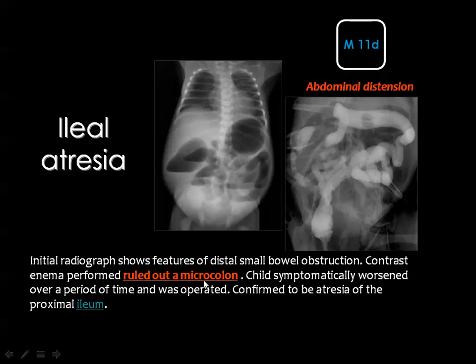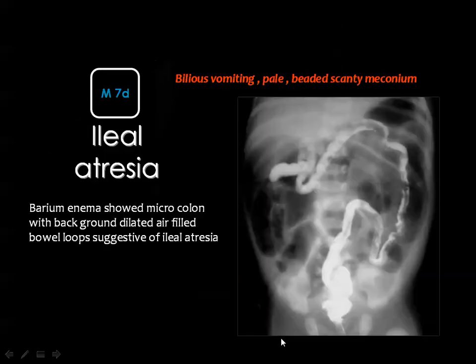The initial radiograph showed distal small bowel obstruction, and the barium enema was performed to rule out microcolon. This is one of the causes that can produce such an appearance, as I will mention after that. Then the child symptomatically worsened over a period of time and was operated and confirmed to be atresia of the proximal ileum.